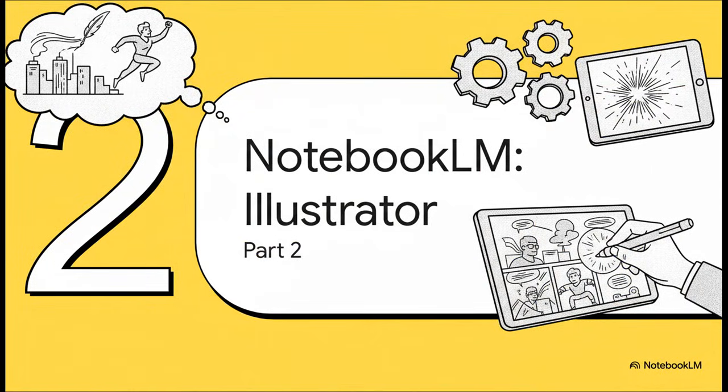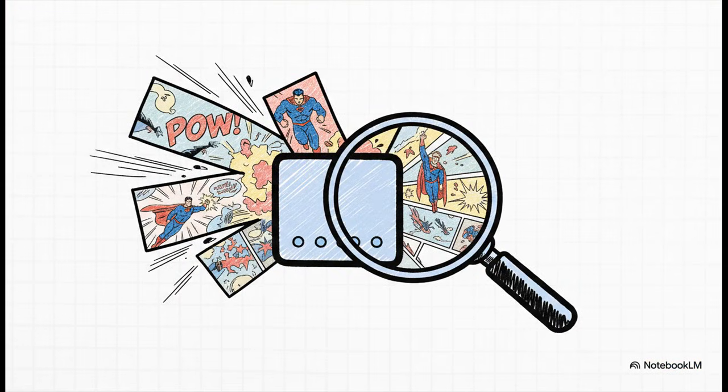All right, part 2. This is where we take all that hard work on the script and turn it into actual art. For this, we're firing up NotebookLM to be our AI illustrator. This is where your words become worlds. Okay, here's the big secret, the hack that makes this whole thing work. There's a feature in NotebookLM called Slide Deck. Most people think it's just for boring presentations. Nope. For us, it's a secret, super powerful comic book engine.